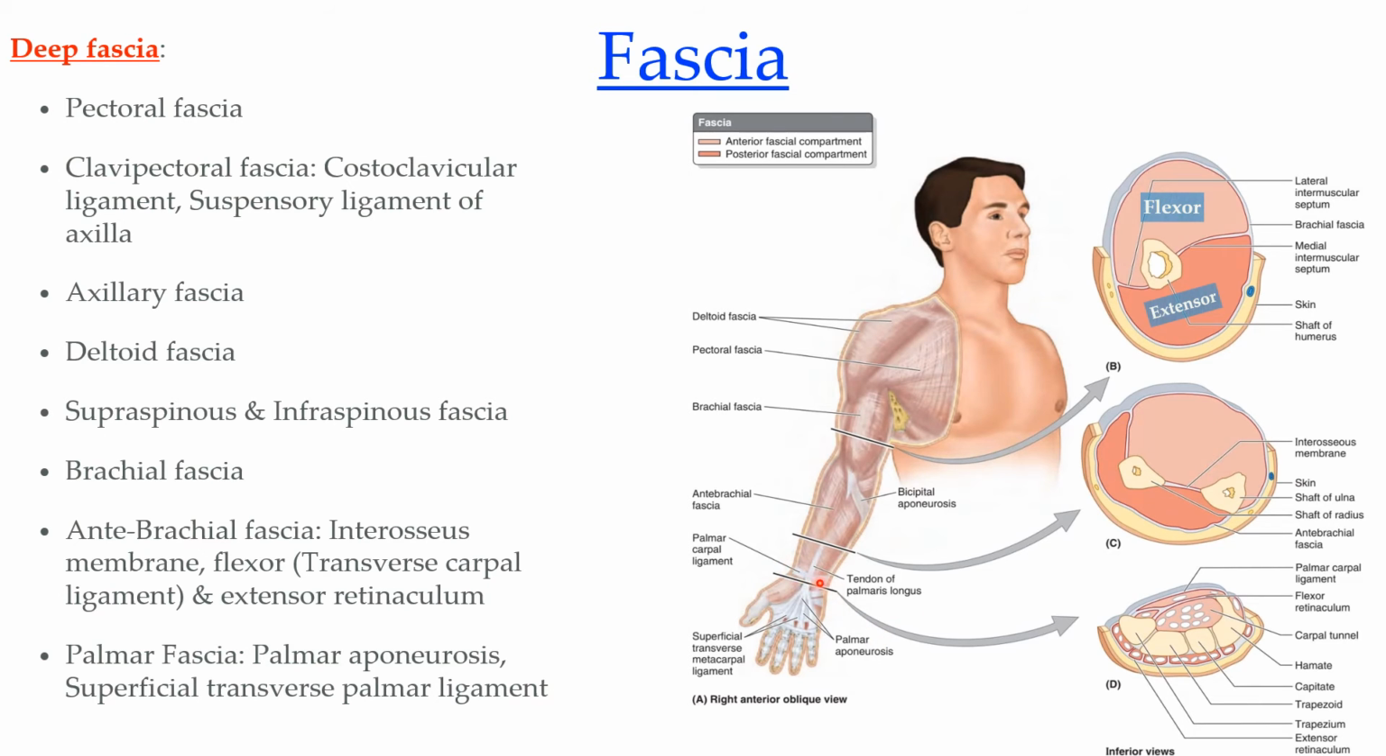At the level of the wrist, the deep fascia is modified to form retinaculum. The retinaculum on the anterior side, that is towards the flexor compartment, will be called flexor retinaculum, and on the posterior side, that is towards the extensor compartment, will be called extensor retinaculum. The fascia of the palm, that is palmar fascia, is modified to form palmar aponeurosis and superficial transverse palmar ligaments.